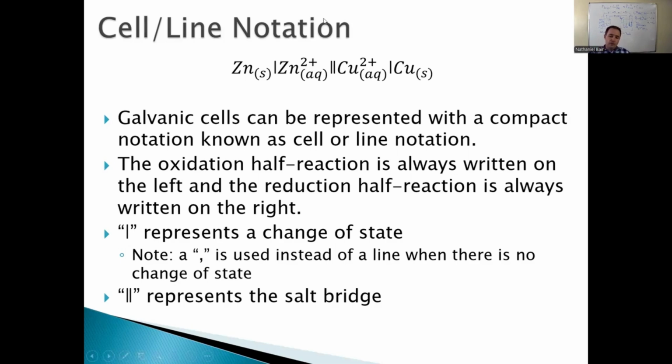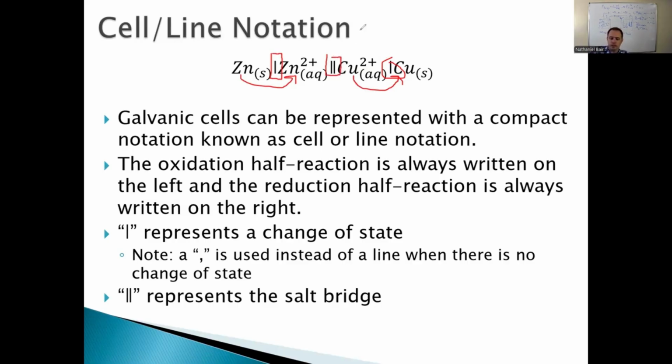What we have here is a single line represents a phase change. So here would be like my zinc electrode at the anode dissolving into zinc plus 2. And then again, here's a phase change. Here would be my copper ions at the cathode depositing a solid copper on the electrode. A double line represents the salt bridge.